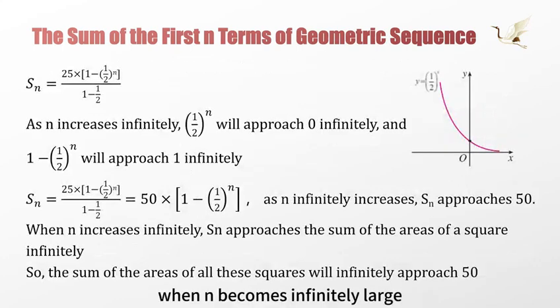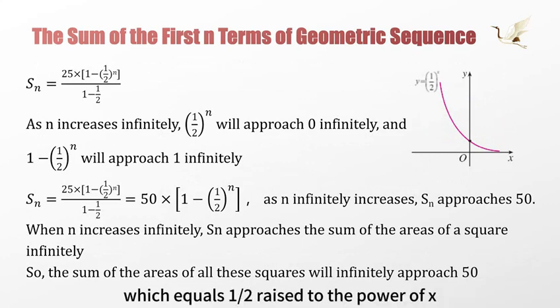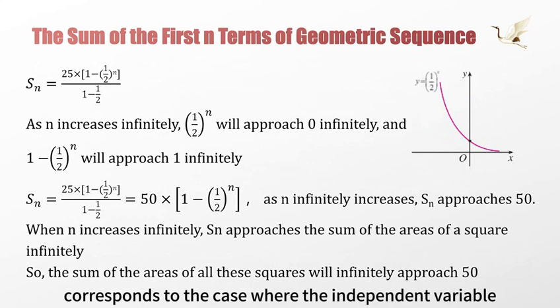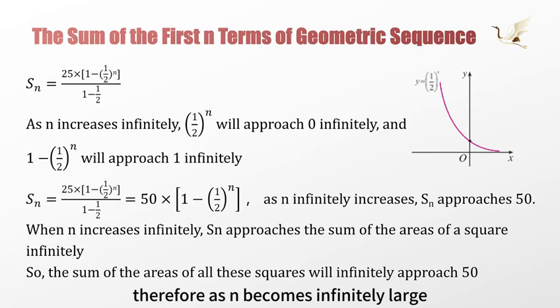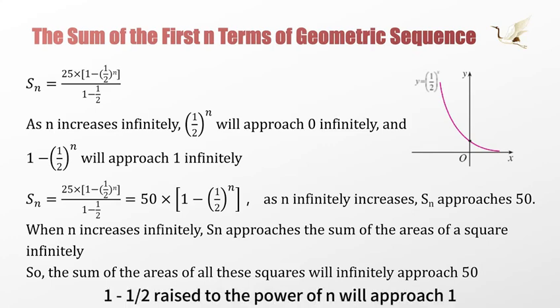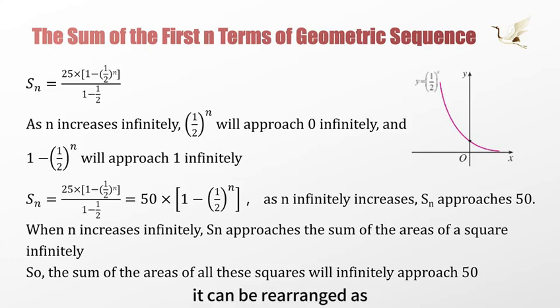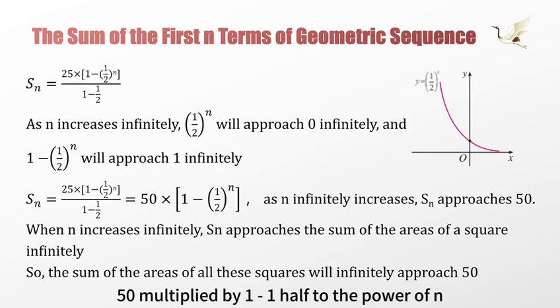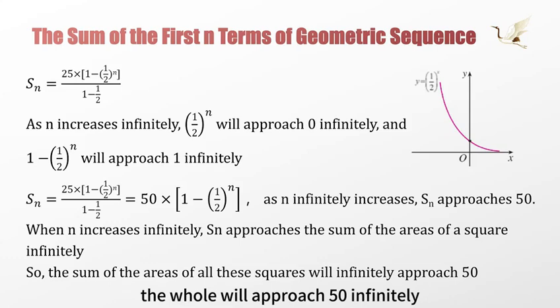Let's analyze it. When n becomes infinitely large, we know that the graph of the exponential function y equals 1/2 raised to the power of x corresponds to the case where the independent variable takes positive integer values. Therefore, as n becomes infinitely large, 1/2 raised to the power of n will approach 0 infinitely. At this point, 1 minus 1/2 raised to the power of n will approach 1 infinitely, so Sn equals 25 multiplied by 1 minus 1/2 to the power of n, divided by 1 minus 1/2. It can be rearranged as 50 multiplied by 1 minus 1/2 to the power of n. When this expression approaches 1 infinitely, the whole will approach 50 infinitely.